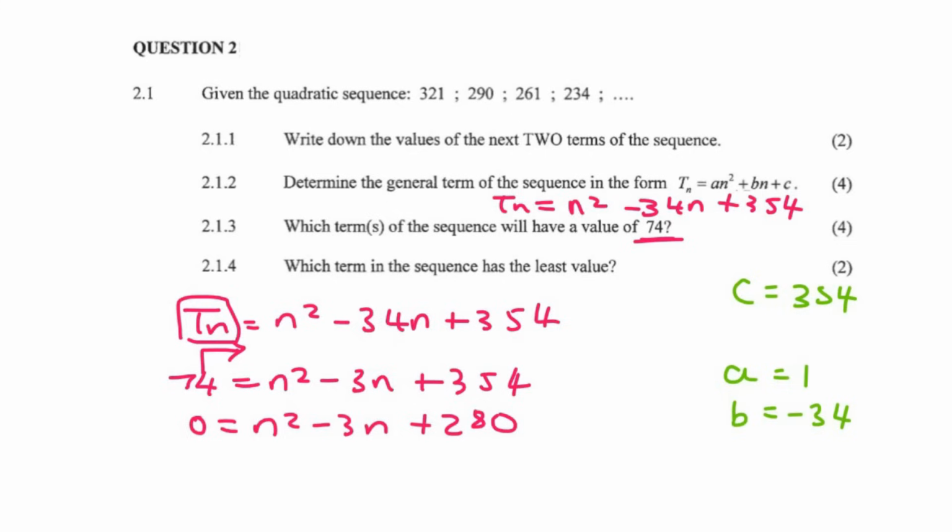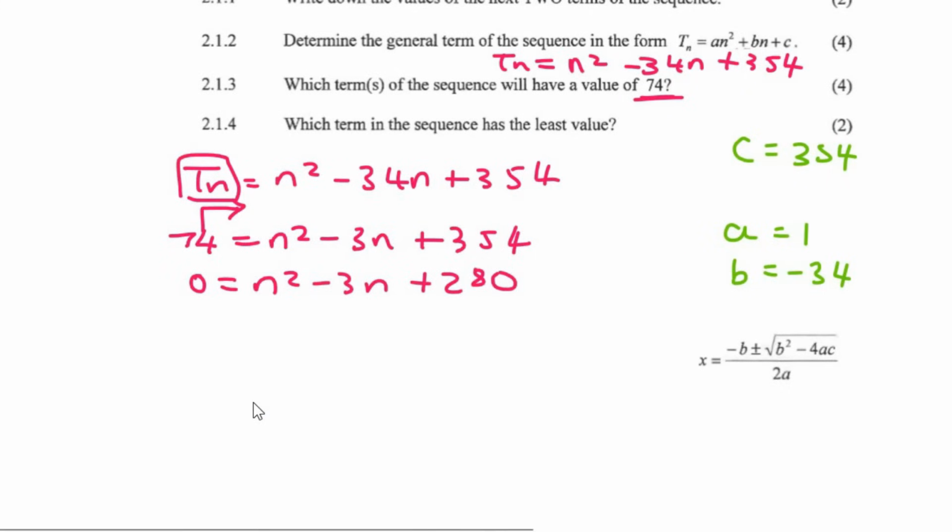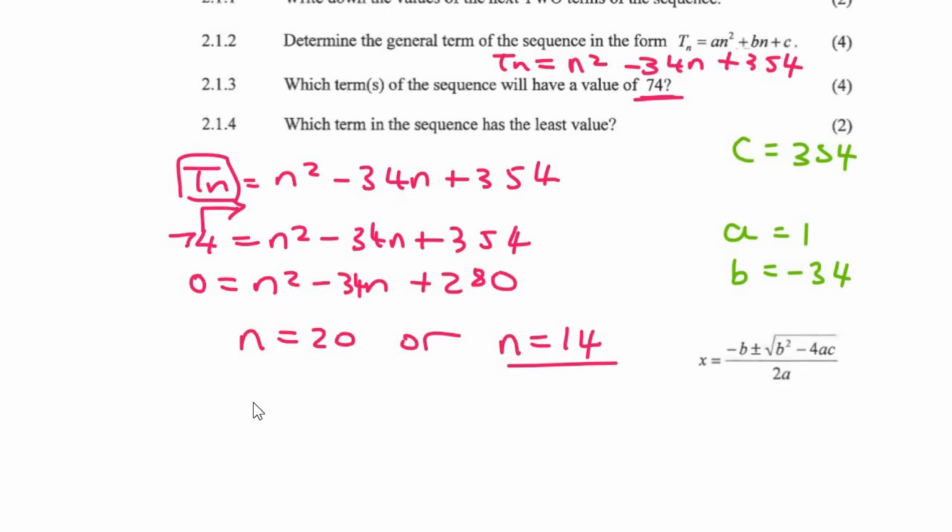I would definitely use the quadratic formula over here. Oh, and I see that I forgot a value over here. That's supposed to be 34n and 34n. And if you do that, you get n is equal to 20 or n is equal to 14, and so we give both answers, and this is why they said term or terms.